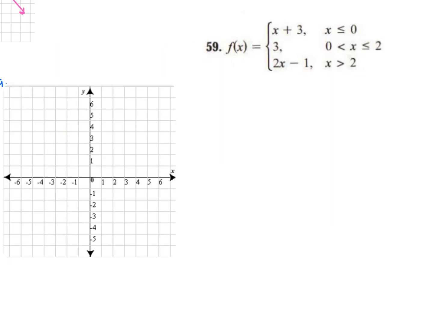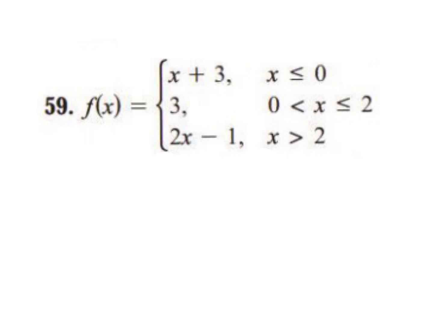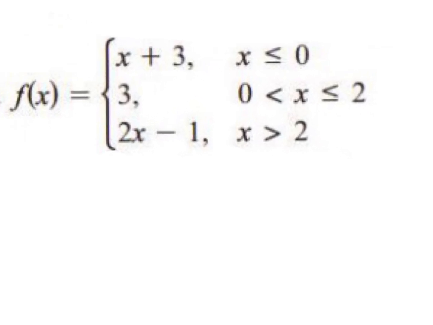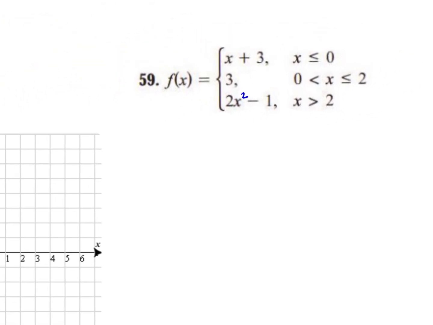All right, I'm actually going to change this question just to give us extra practice. I'm going to make it 2x squared minus 1. So I'm going to add a little squared to the x, just to give us some practice graphing a parabola. Let's start with our first piece of our graph. Make it pink.